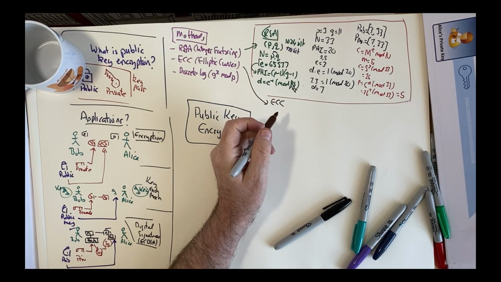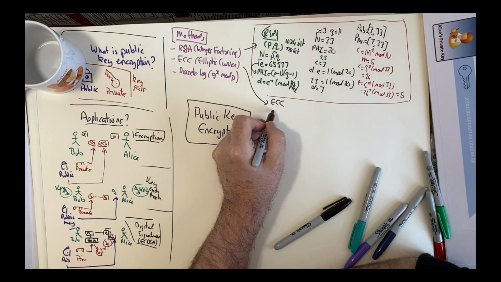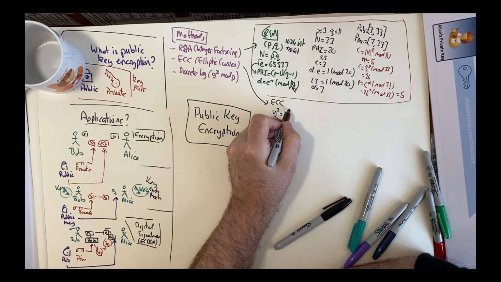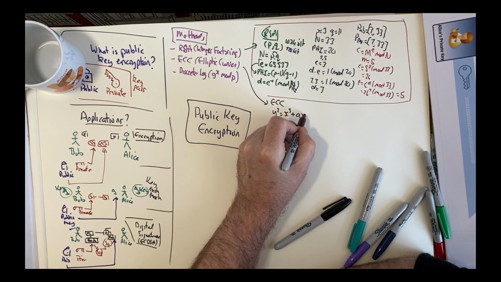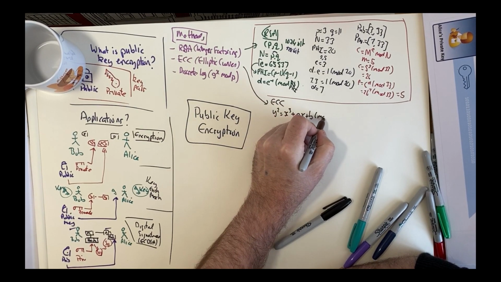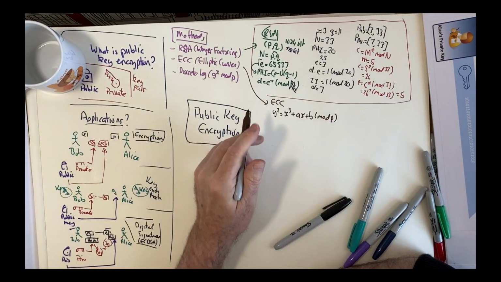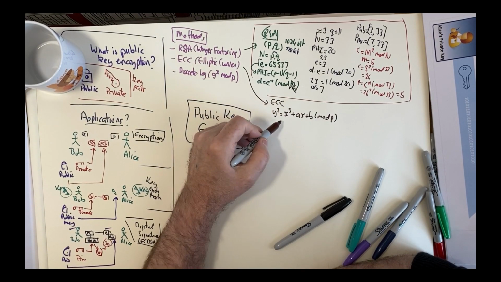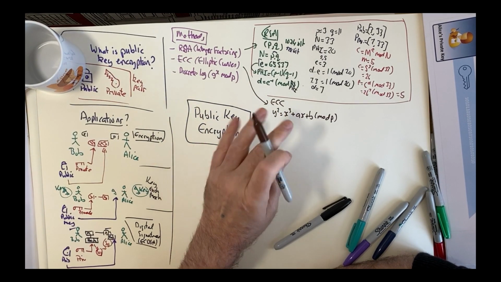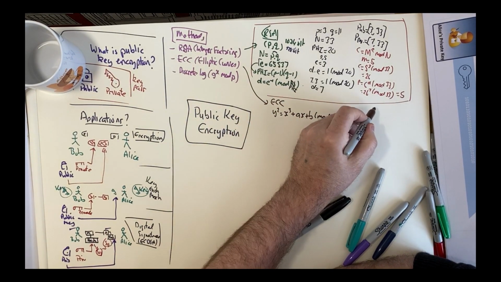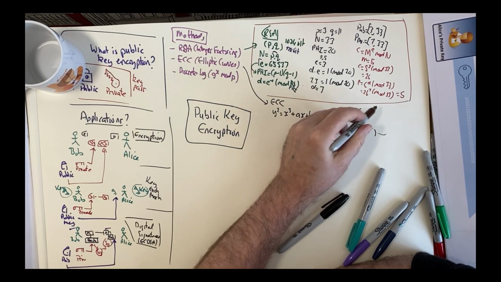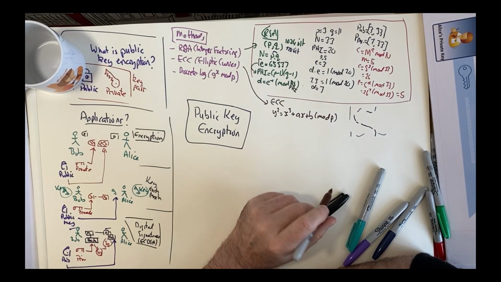And with elliptic curve cryptography, we have the form of y squared is equal to x cubed plus ax plus b mod p, where a is a constant and b is a constant too. And this will define our curve. So if we were to plot that, we'd get something that looked a bit like this. It's an elliptic curve shape.